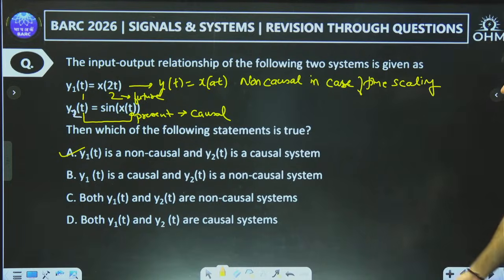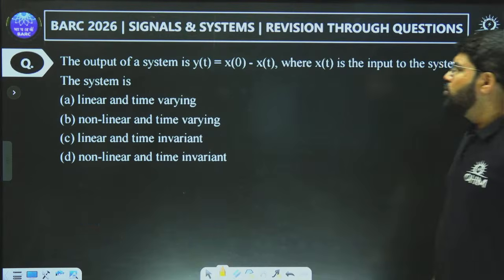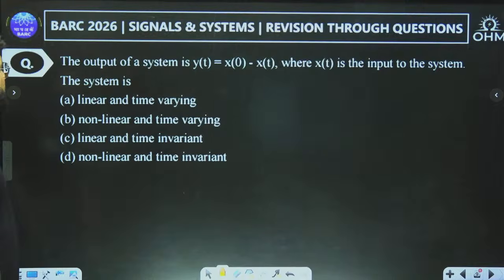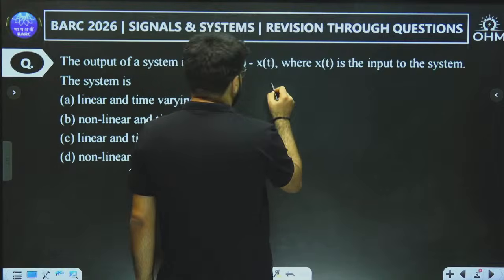Okay. Yeah. Next question. The output of a system is given as y(t) equal to x0 minus x(t), where x(t) is the input and some initial value x0 has been taken. The system is linear and time varying, non-linear and time varying, linear time invariant, or non-linear time invariant. Okay, what type of system has been given?